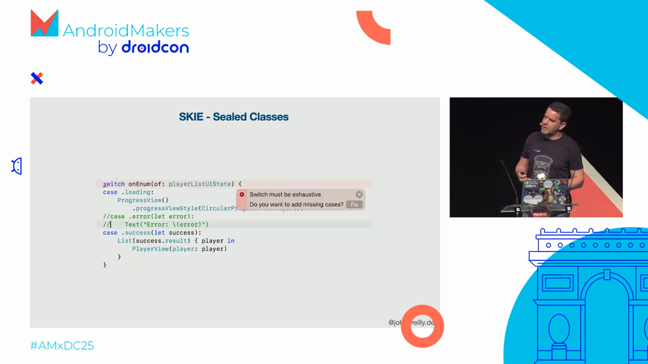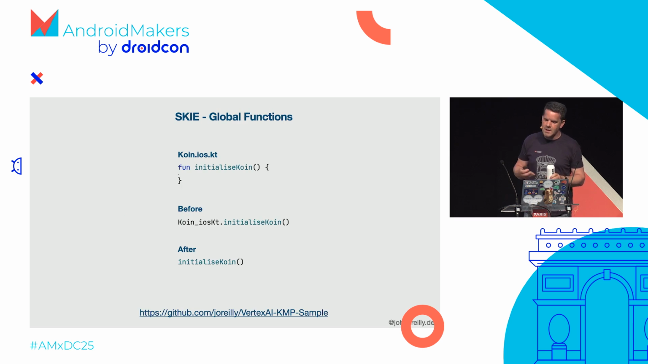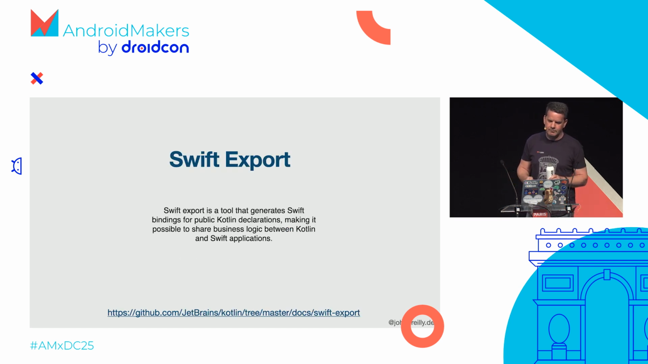And we see it here, for example, in Xcode, if we try to remove one of the cases, resulting in this "switch must be exhaustive" error. Another small example is global functions. Without Sky, we have to prefix the function in Swift with the Kotlin file name. Sky removes the need for that.